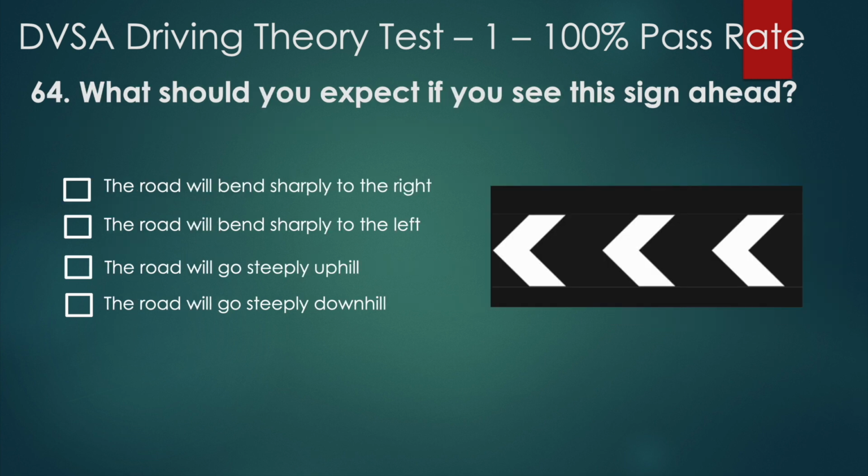64. What should you expect if you see this sign ahead? A. The road will bend sharply to the right. B. The road will bend sharply to the left. C. The road will go steeply uphill. D. The road will go steeply downhill. And the answer is B. The road will bend sharply to the left.